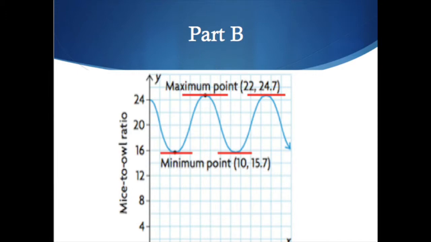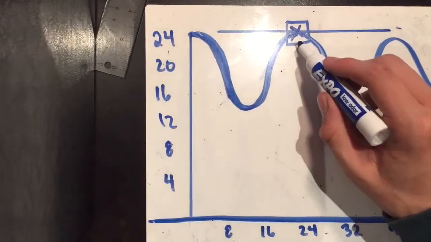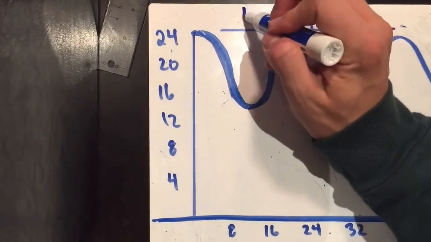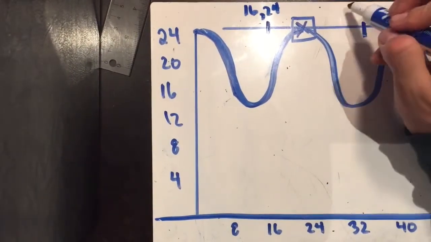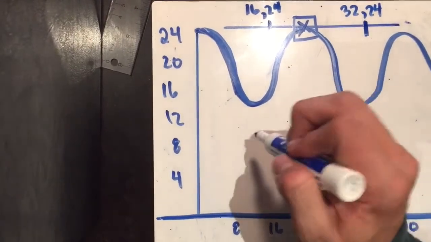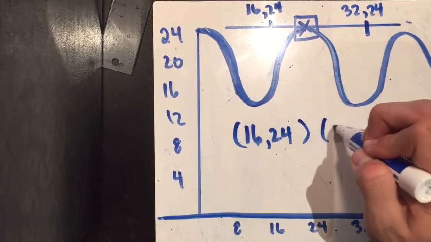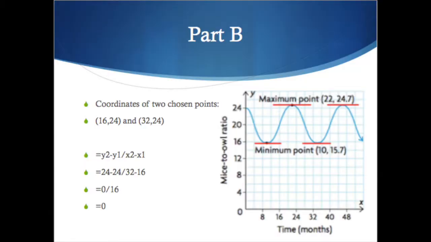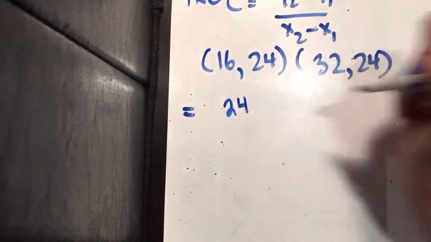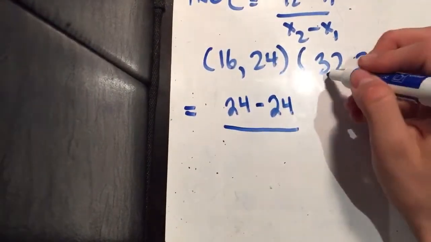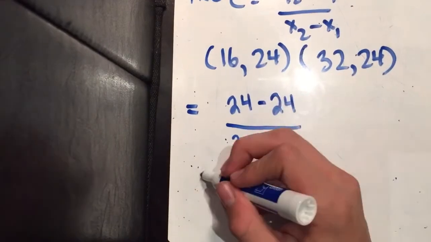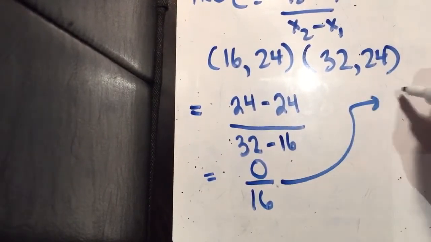Next, in order to determine the slowest rate of change for the mice to owl ratio, the maximum and minimum will have a rate of change of 0, therefore making the slowest rate of change. The 2 points I will use in order to show the rate of change are (16, 24) and (32, 24). Again, we'll have to use y2 minus y1 over x2 minus x1 to solve for the rate of change. 24 minus 24 over 32 minus 16 is equal to 0 over 16, which equals 0.